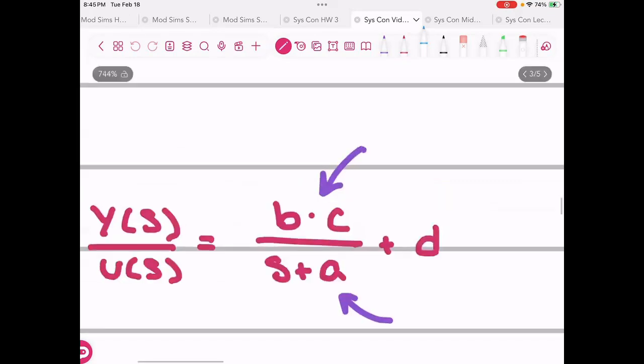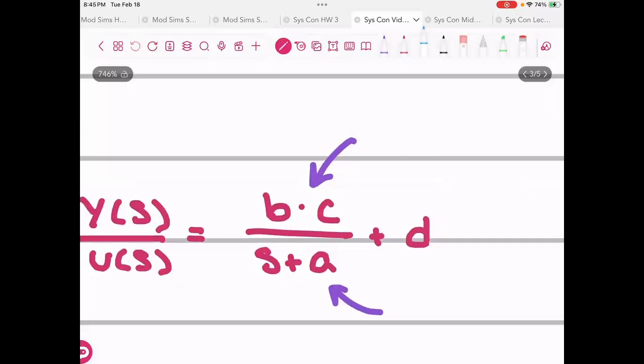We remember from our last class that when you only have one pole here, which is what this is saying, there's only one root in the denominator, so there's only one pole. And because there's only one pole, the block diagram is only going to have one integrator in it.